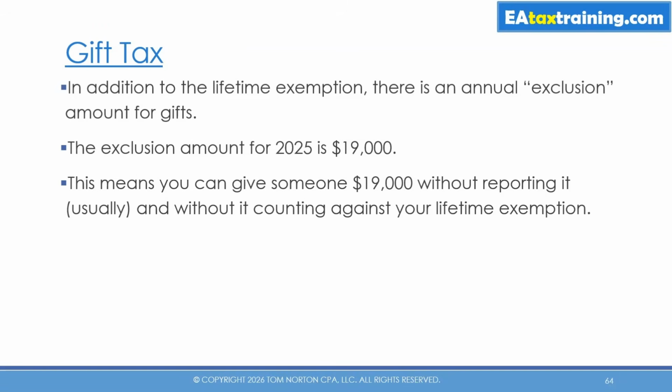In addition to that lifetime exemption, there is an annual exclusion amount for gifts that you do not have to count. So the exclusion amount for 2025 is $19,000, and this does go up each year with inflation. But the 2025 amount, you want to know for the exam, is $19,000. You will almost certainly get a question on the exam testing that. What this means is you can give someone $19,000 without reporting it and without counting it against your lifetime exemption. So you don't have to reduce your lifetime exemption for any gift that is at or below the exclusion amount.